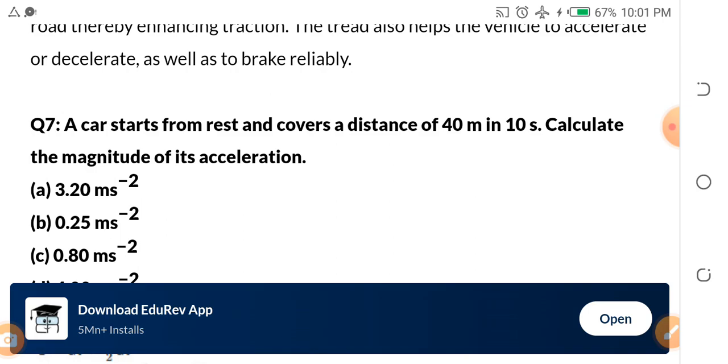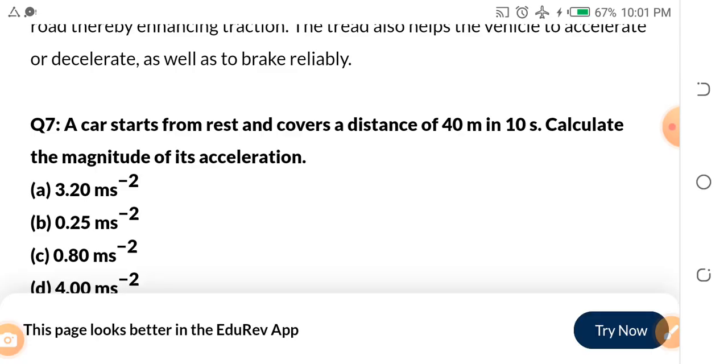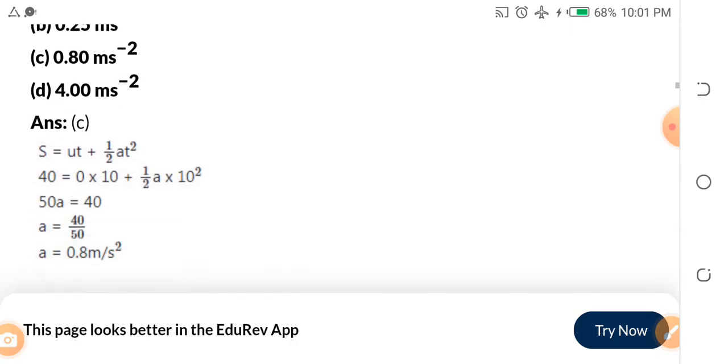Without those treads, it will be difficult for the tires to move smoothly and to brake when you want to stop. Okay, now let's look at question number 8.